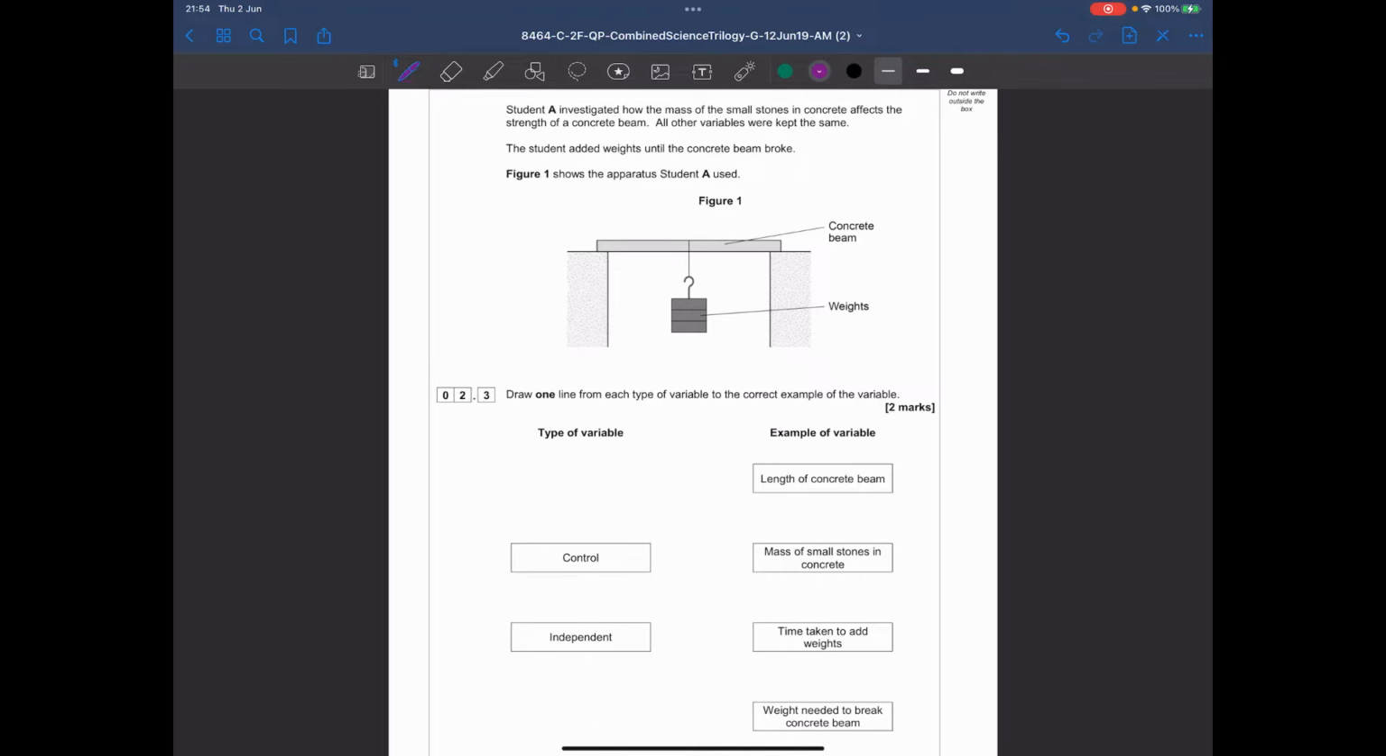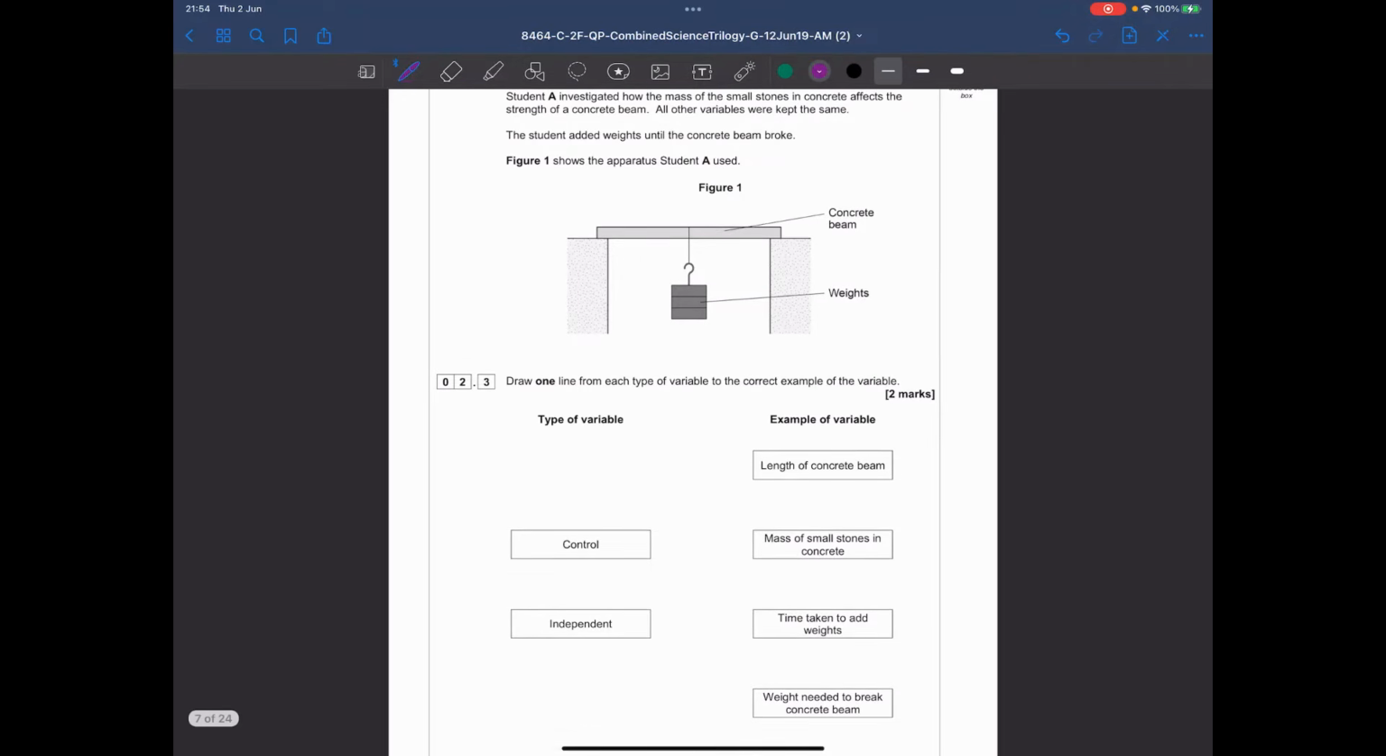Student A investigated how the mass of the small stones in concrete affects the strength of a concrete beam. All other variables were kept the same. So they were changing the amount of small stones in it. The student then added weights until the concrete beam broke. Figure 1 shows the apparatus they used. So they have their concrete, they're adding masses to it until it snaps.